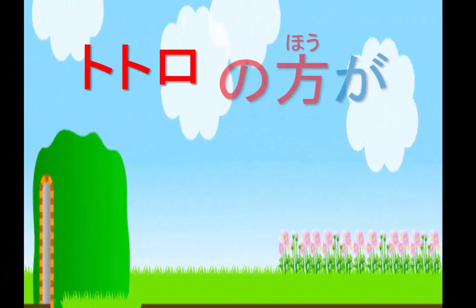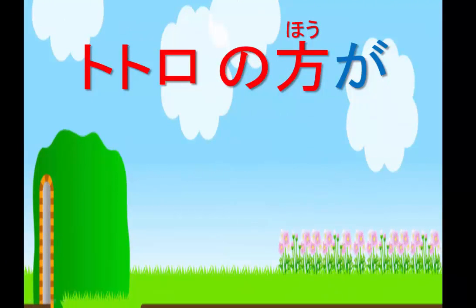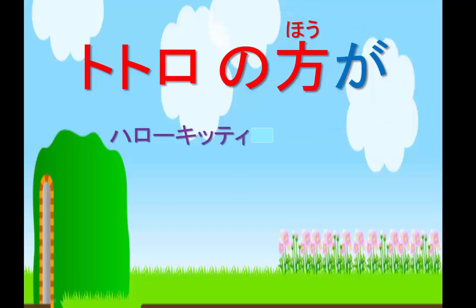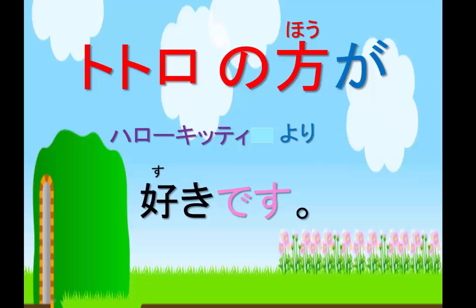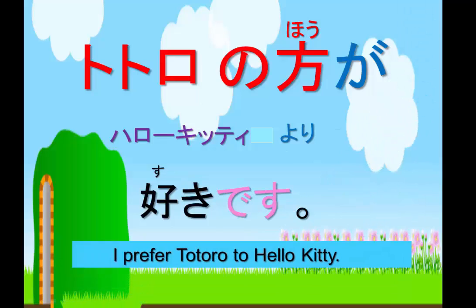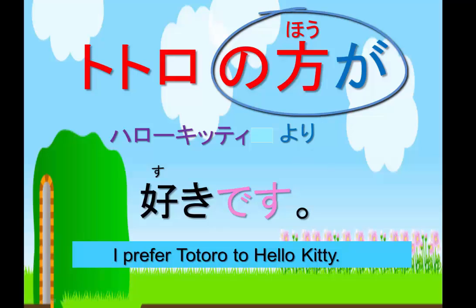What about if we want to put it the other way round? We want to begin with the thing which is more of the adjective that we're using. Well, we can do that because it's got its particle there, which tells us what's going on. So, Totoro no ho ga Hello Kitty yori suki desu. That still means I prefer Totoro to Hello Kitty. So whichever way round you put it, it's fine, as long as you remember yori comes after the thing which is less, and no ho ga comes after the thing that's more.